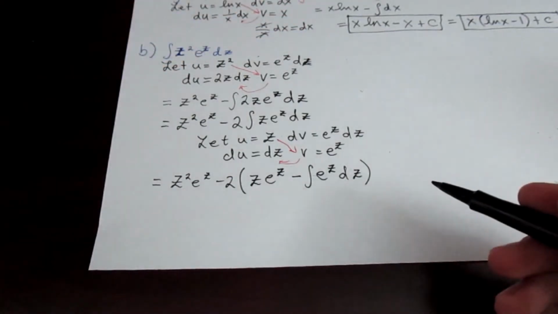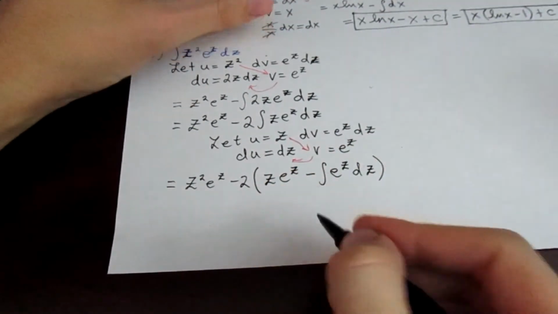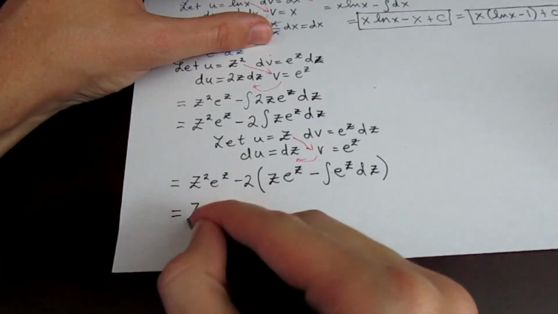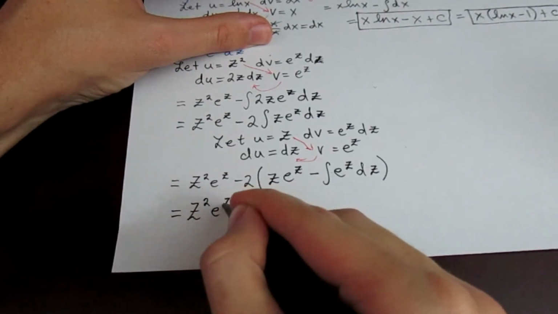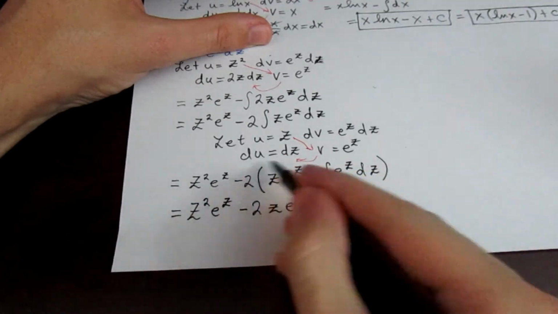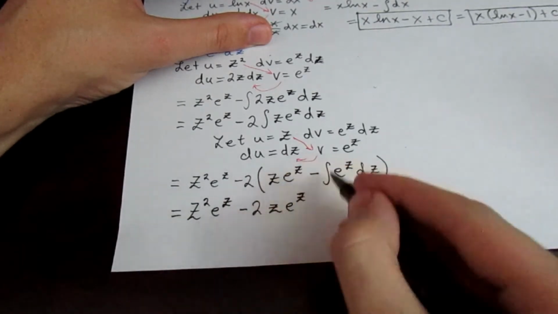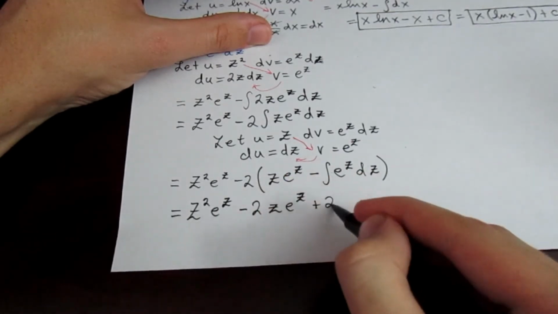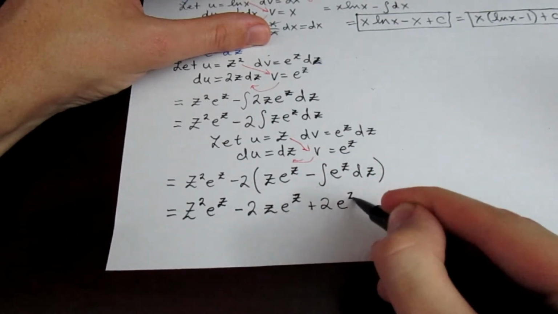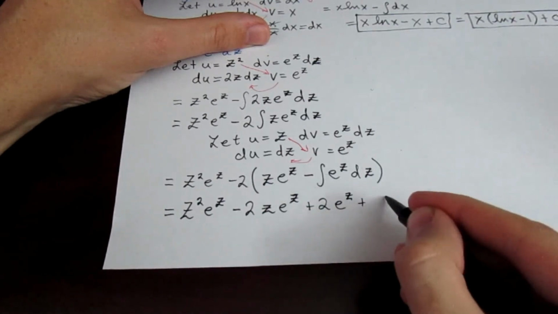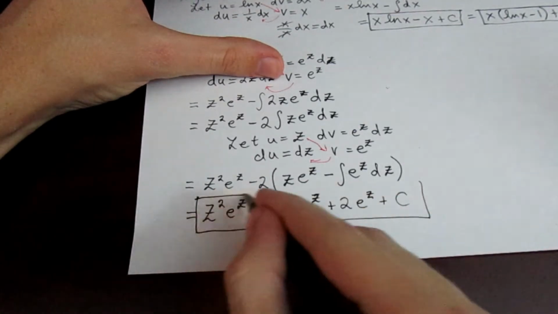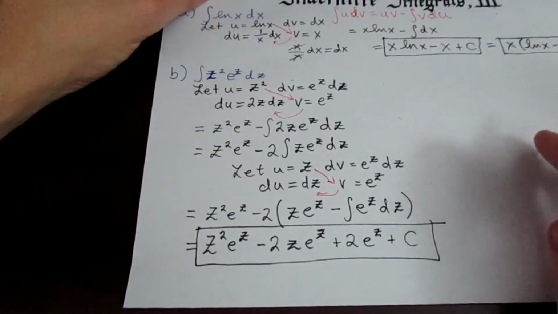Whenever doing these problems, first learning it for the first time, it's good to go slow and make sure that you grasp it instead of doing it fast and forgetting more of it later. So then that's going to equal z squared e to the z minus 2z e to the z. Now I'm just distributing the 2. That negative 2 times negative 1 is going to be a positive 2. Plus 2 times the integral of e to the z, which is easy, and it is as easy as it sounds, plus c, don't forget that. Okay, and that is a valid answer.